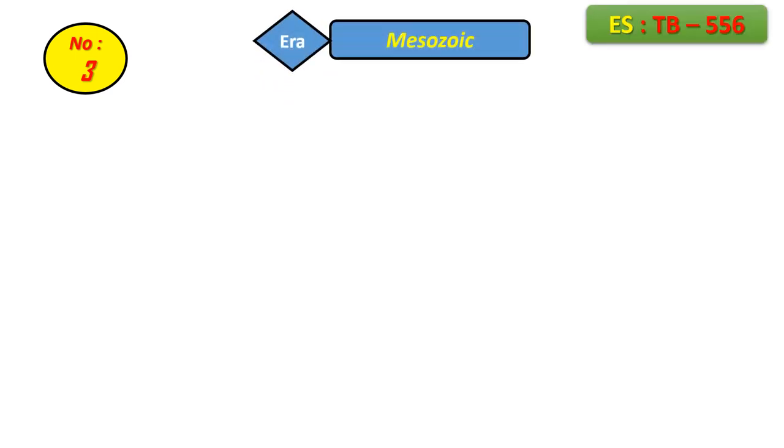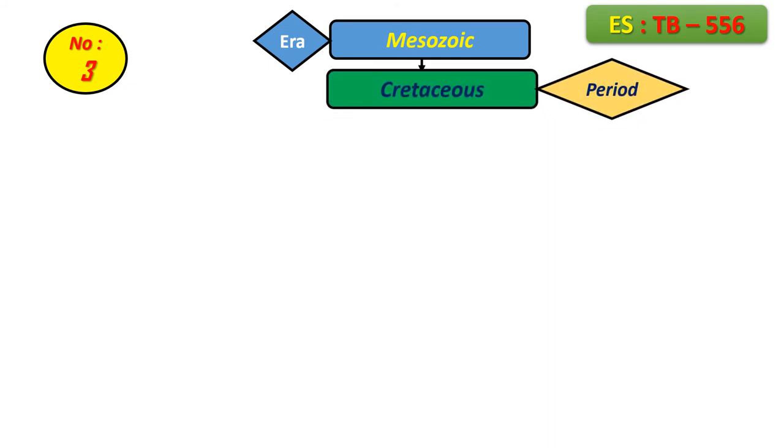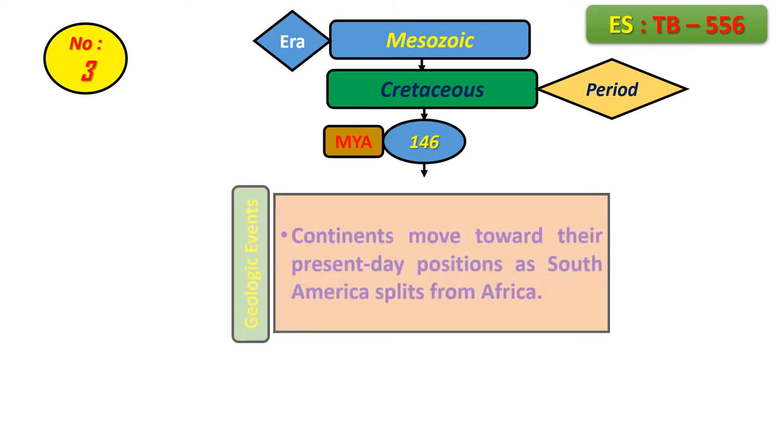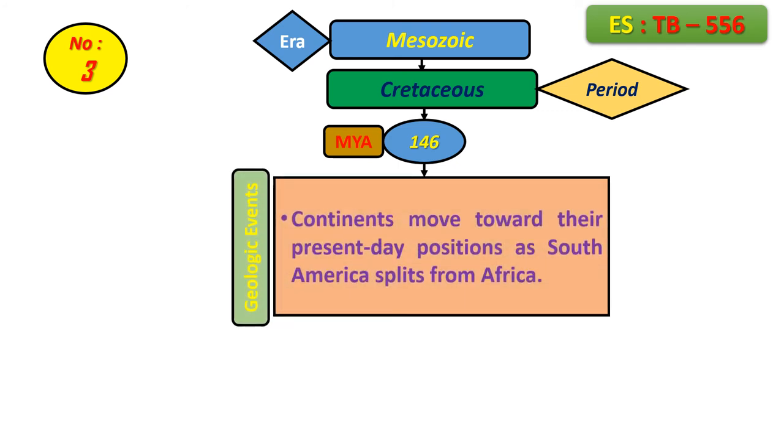Now let us check the third period in the Mesozoic era, the Cretaceous period, about 146 million years ago. Main geologic event in this period is continents move toward their present day position as South America splits from Africa.